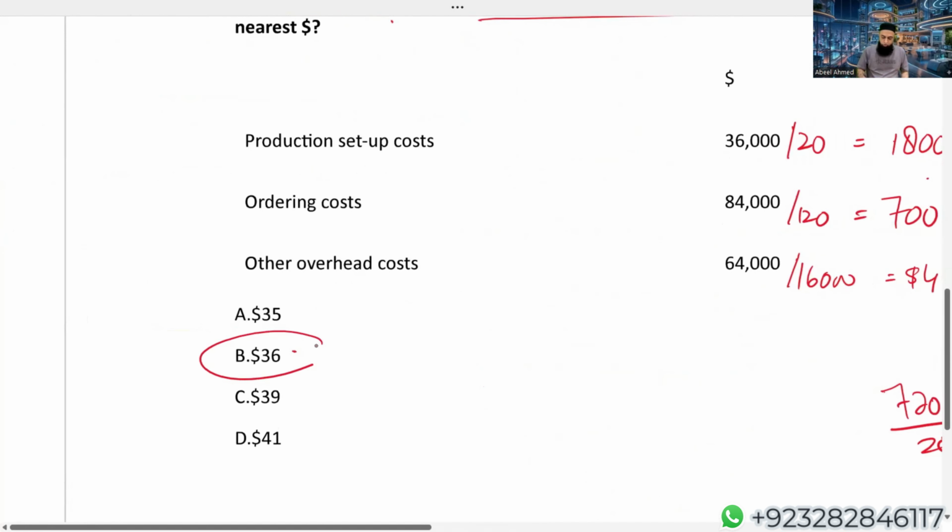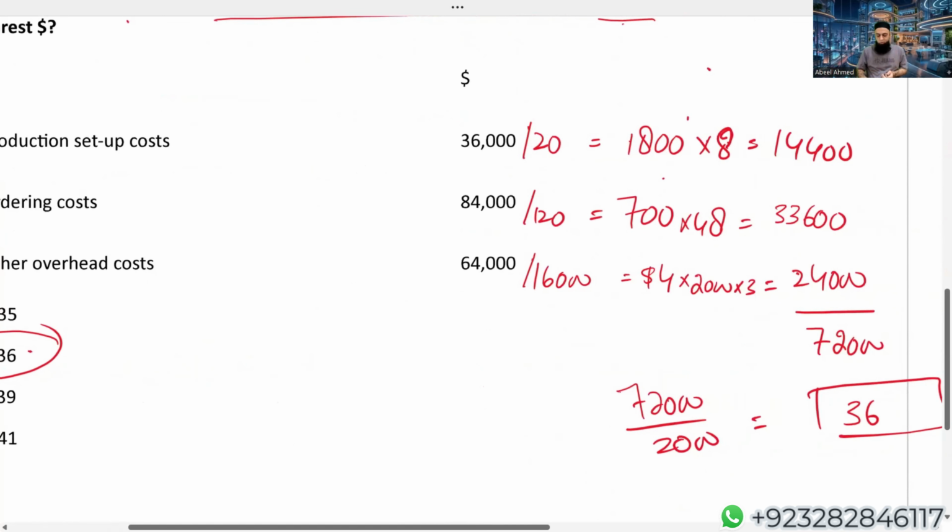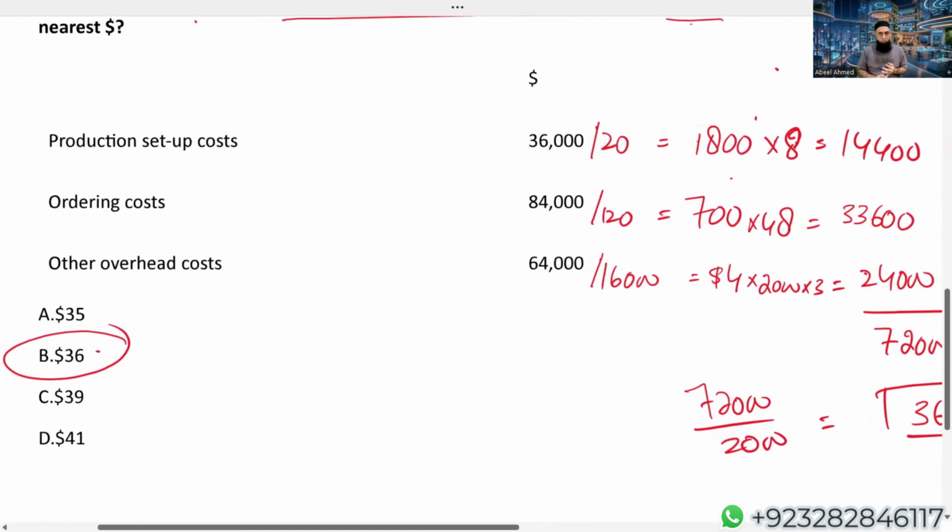Yes. Logically, the answer is B. So simply what we have done, first we have calculated ABC activity-based rates, okay? Then we allocated how much production setup cost belongs to product Me. Then we calculated per order cost, then we allocated to product Me, then per machine hour overhead, then we allocated to product Me. Then we calculated total overheads which belong to product Me. And after that, we divided this by 2000 units and we got the result 36 per unit.